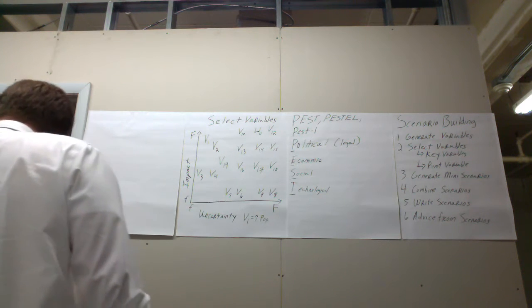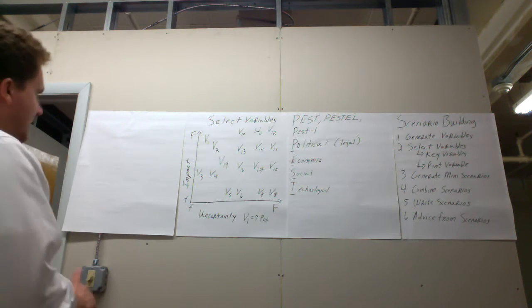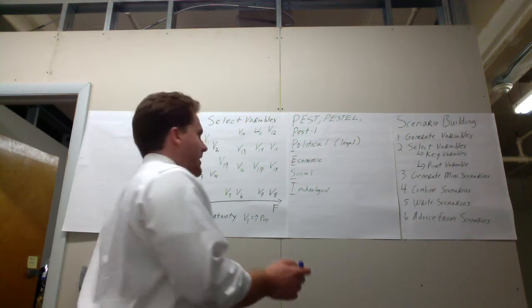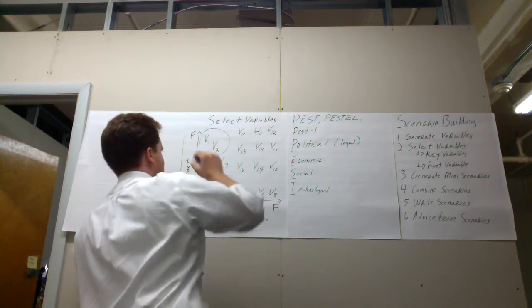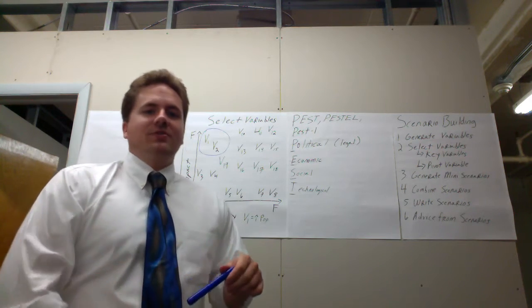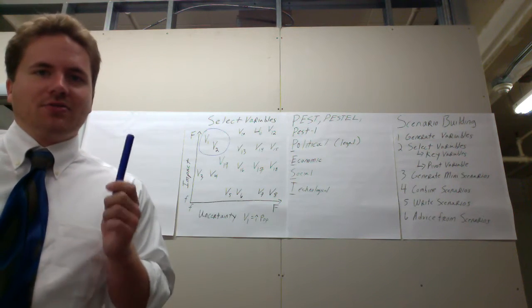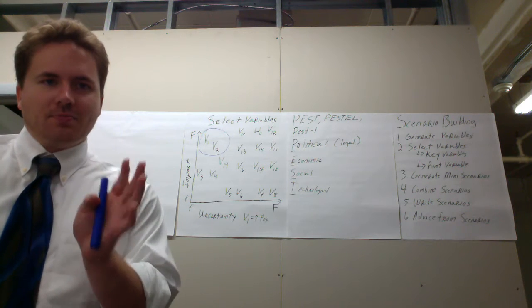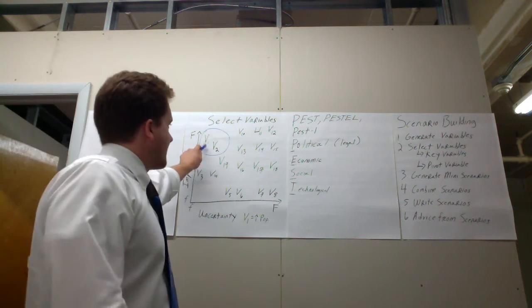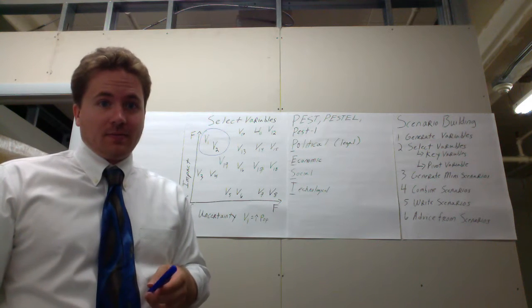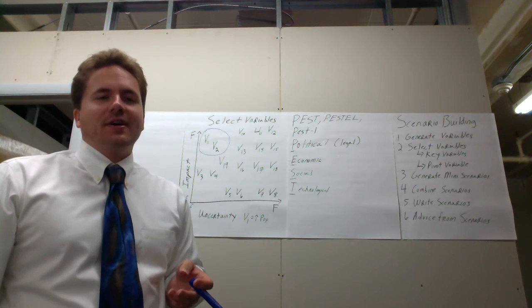So first we have to look at our key variables. Key variables are going to be like V1 and V2. So you choose these. These are things that are very germane, very relevant, very pertinent to what we're doing, and they're very certain. Things that are typical key variables.